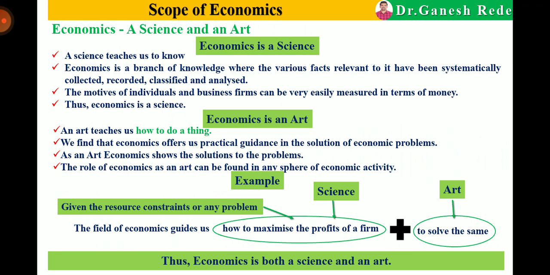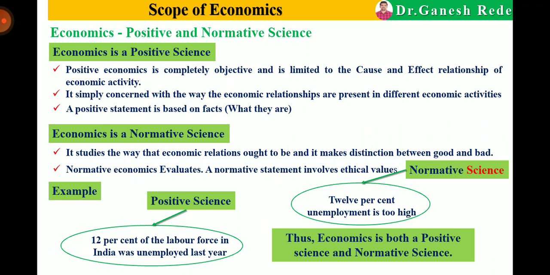Now, if economics is a science, then it is either a positive science or a normative science. If economics is a positive science, then positive economics is completely objective, and it is limited to the cause and effect relationship of economic activity. Positive economics studies only the cause and effect relationship.